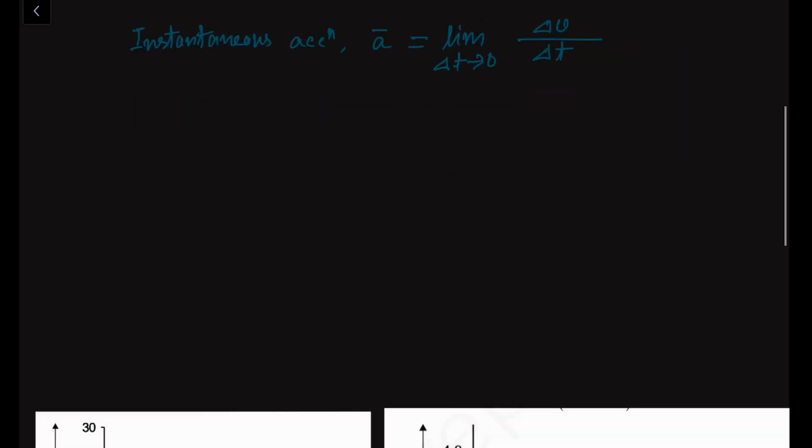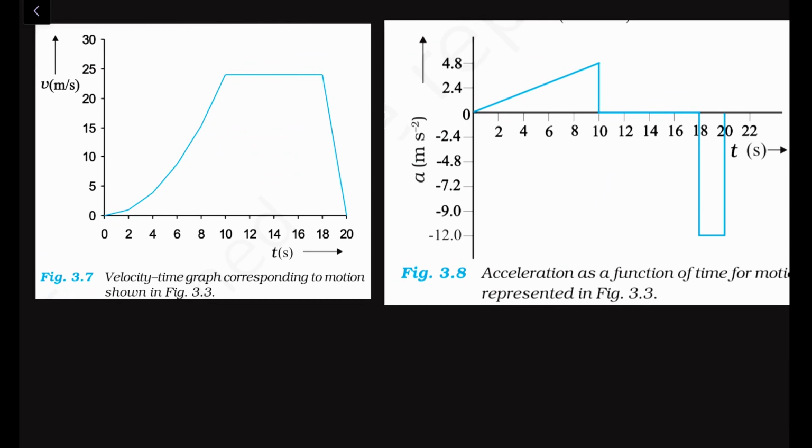Now let us consider one example. These are the two figures from your textbook. In the first figure we can see that an object is changing its position and its velocity is also changing. Here you can see the velocity is increasing gradually up to here, then it is remaining constant, and then the velocity is decreasing again. Along the y-axis we can see the velocity in meter per second. Here in the x-axis we have the time, on the left hand side of this graph.